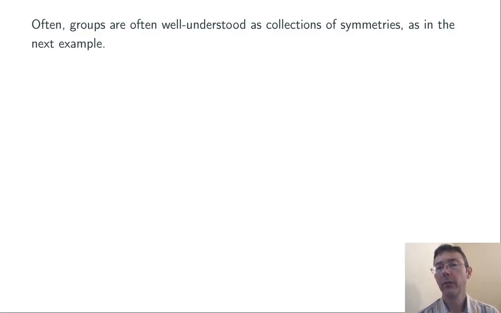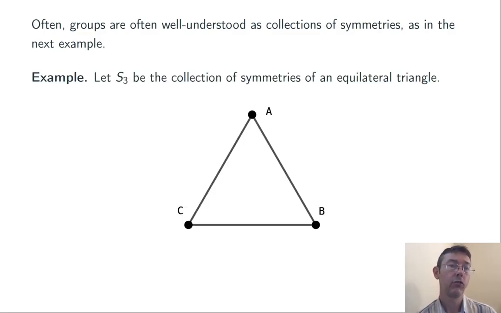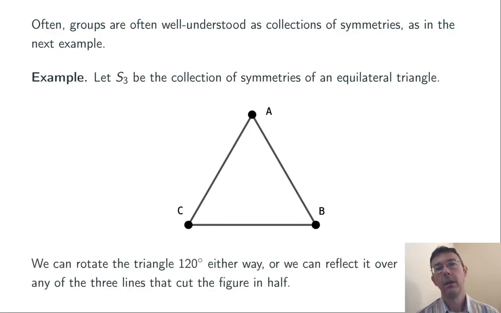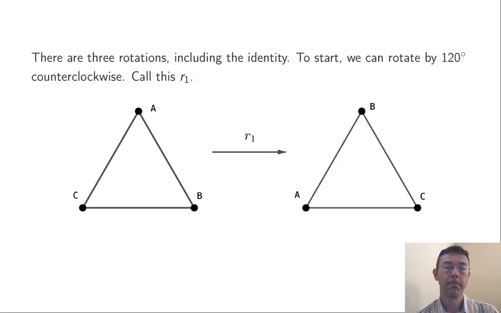Frequently, groups are well understood as collections of symmetries, as in this next example. This is an extremely important and common example. You should bear it in mind. Here's an equilateral triangle with the vertices labeled A, B, and C. Let's let the set S3 be the collection of all symmetries of that equilateral triangle. We can rotate this triangle 120 degrees in either direction. Those are symmetries. Or we can reflect it over any of the three lines that cut the figure in half. That'll pass through one of the vertices and the center of the triangle.